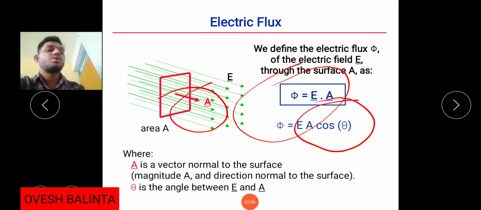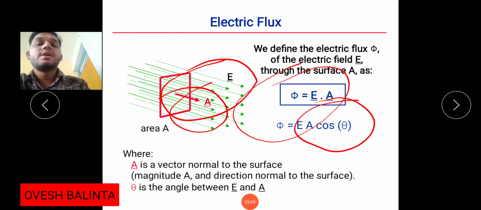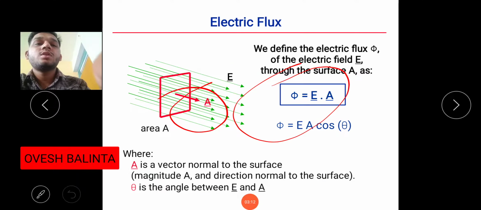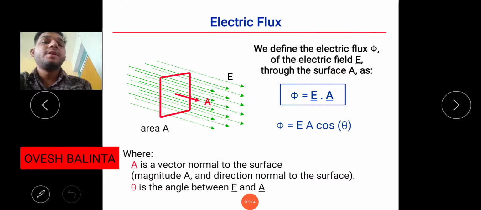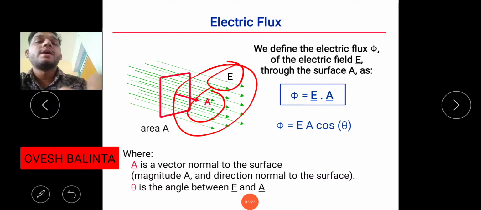Now what is cos theta? Cos theta means the angle between our electric field E and our area A. This one is our A. Theta is the angle between our electric field E and our area A. So this is our theta.